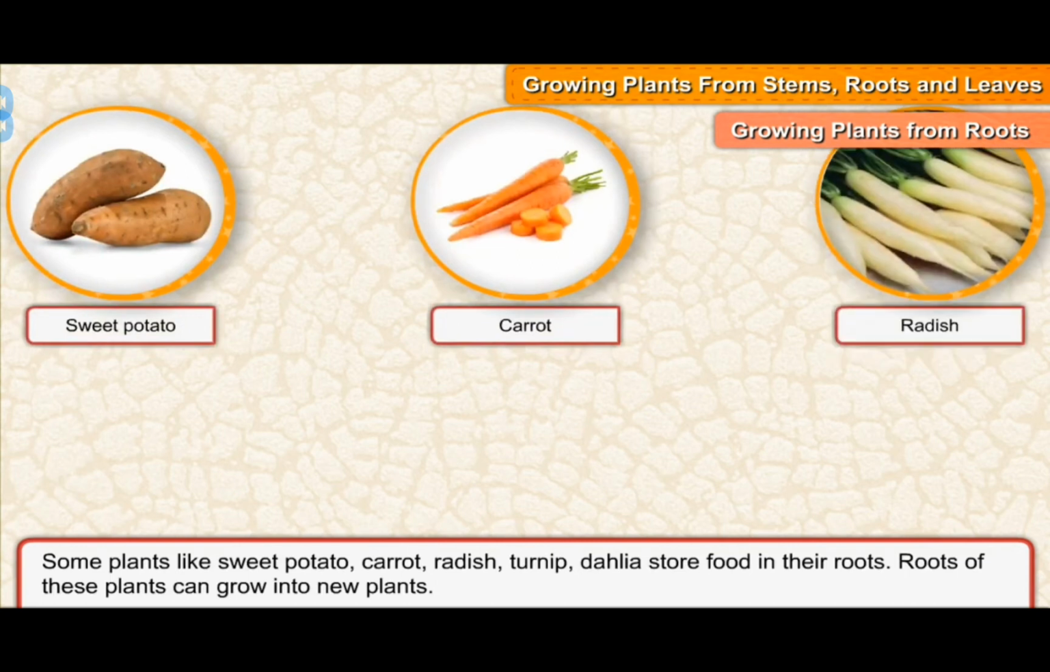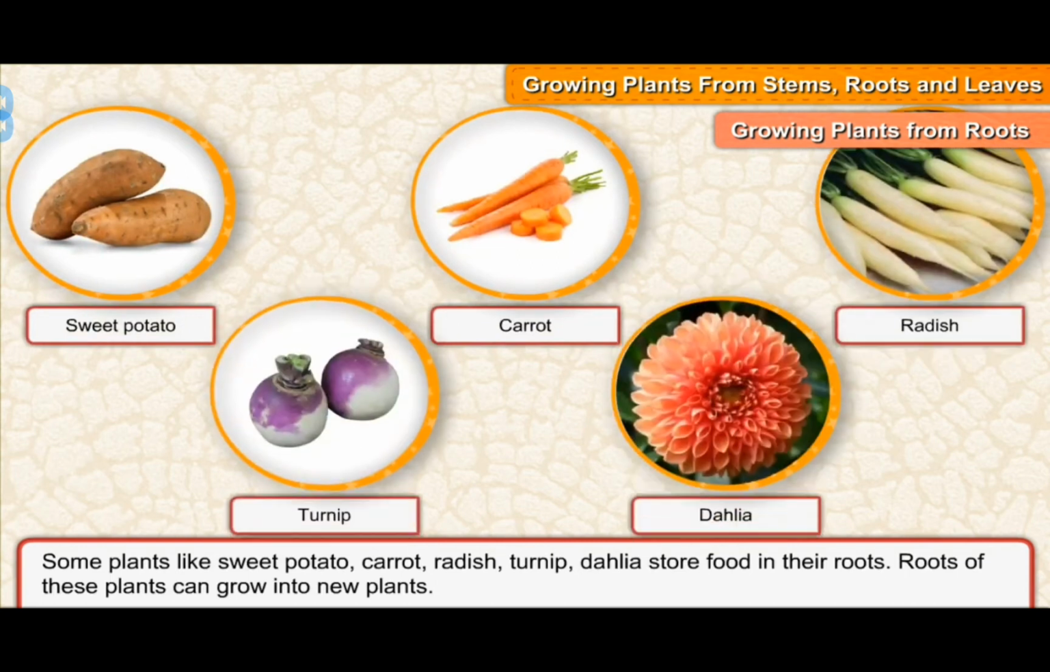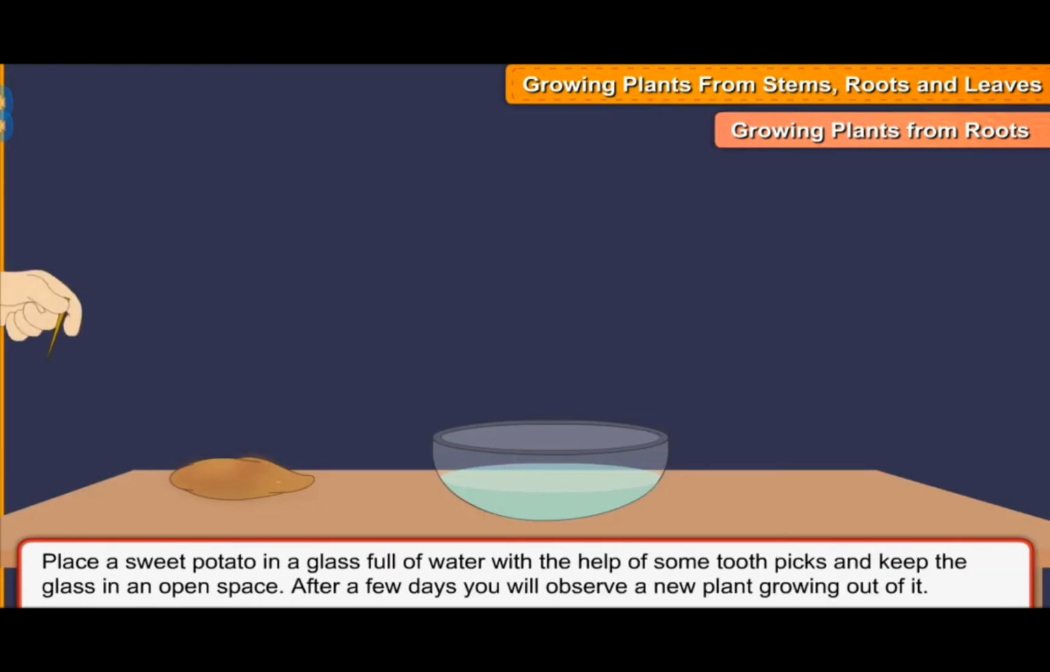Then come to sweet potato, carrot, radish, turnip, dahlia, all these are examples for the roots. Clear? Because they can store their food in their roots. Roots of these plants also can grow into new plants.